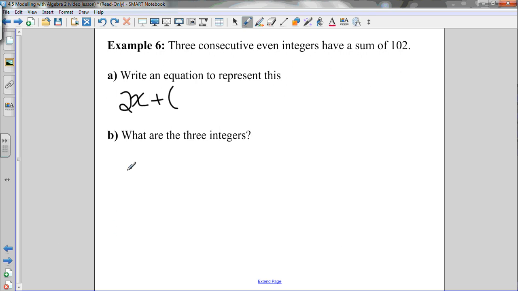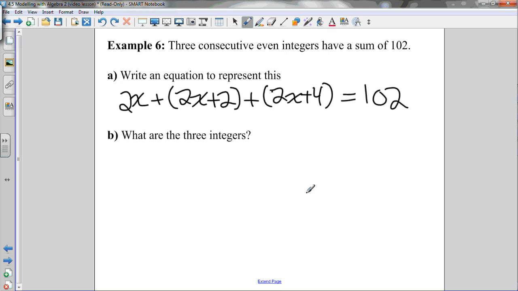So here's my first integer. Then that means, so this is even. That means the next integer is going to be odd. So I want to skip that. So I don't want to just add 1 to this 2x. I want to add 2. That way I get to the next even integer. And then the one after that, I'm going to add 2 to this one, and it's going to become 2x plus 4. And I know these 3 integers have a sum of 102.